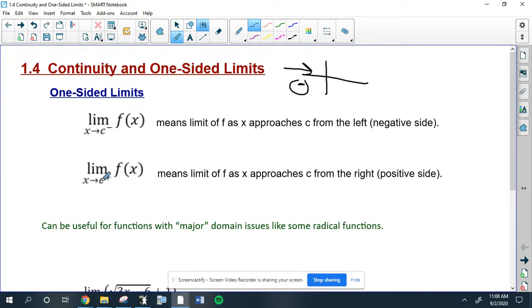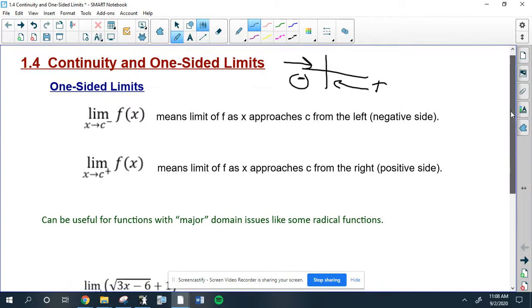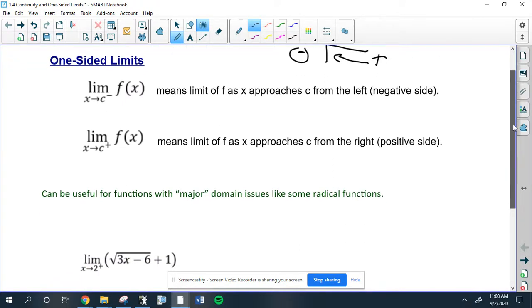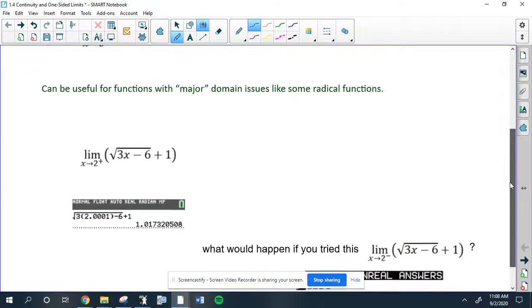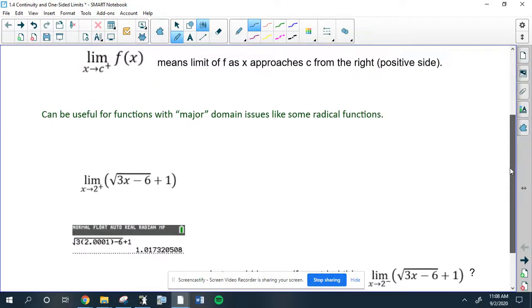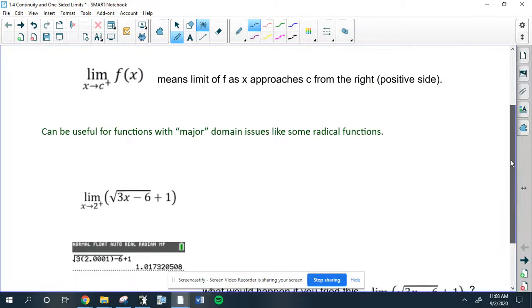And if you're approaching from the right, you'll see this plus superscript, which of course means you're approaching from the positive side of the x-axis. So the usefulness of this, they help you determine if a limit exists, of course, if they're the same, but they can also help for functions that have quote unquote major domain issues, like some radical functions, for example.